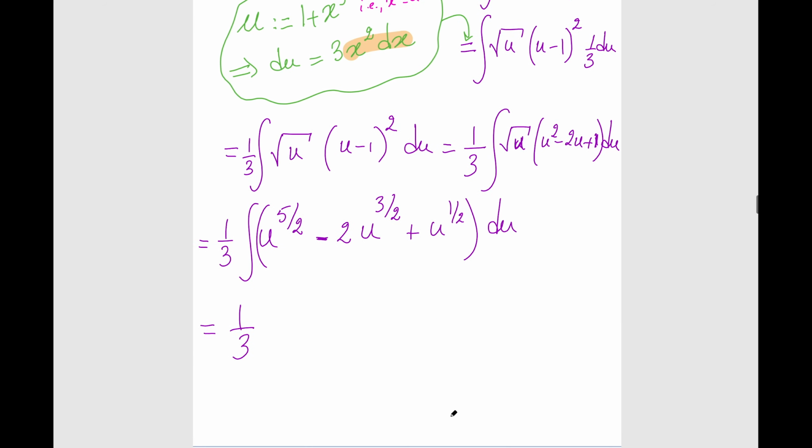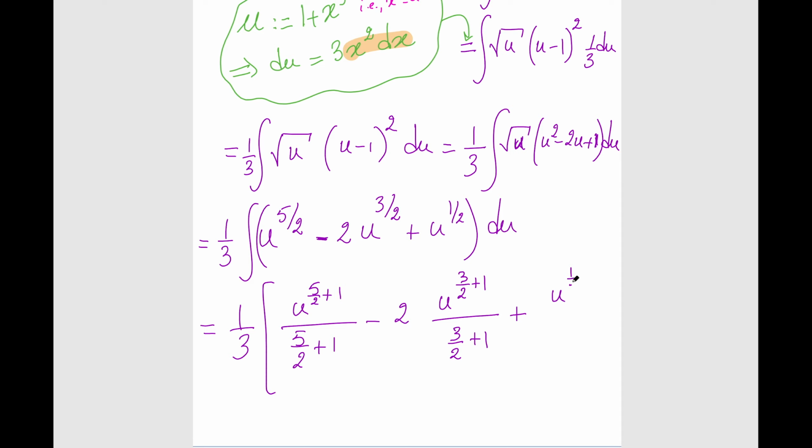So what do we get? We get u to power 5 over 2 plus 1 over 5 over 2 plus 1, minus 2 u to power 3 over 2 plus 1 over 3 over 2 plus 1, plus u to power 1/2 plus 1 over 1/2 plus 1, plus a constant of integration. Correct? Let me erase this part. Plus a constant of integration. Very good. All right, so now what?